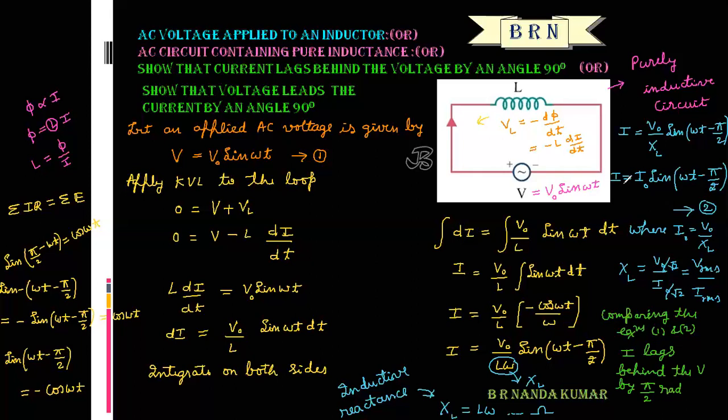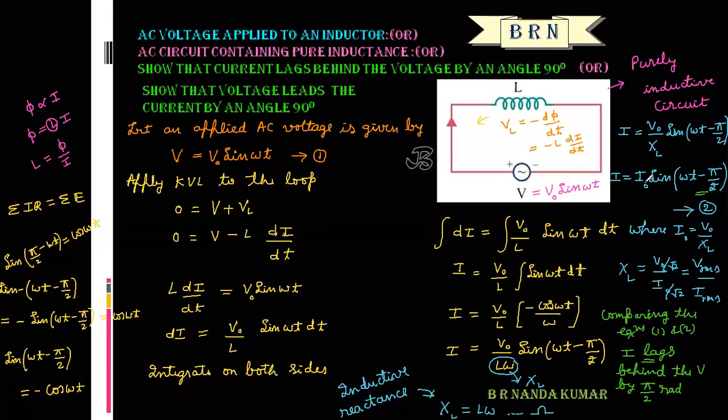So here current is I equal to I naught sine of omega t minus pi by 2. That is why current lags behind the voltage by pi by 2 radian, or voltage leads the current by pi by 2 radian. So here the phase difference between current and voltage is not equal to 0.